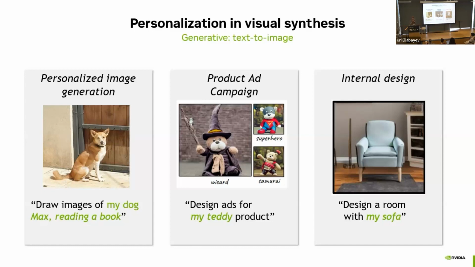Think about businesses. You want to come up with an ad campaign. Let's say that you're making toys, this teddy bear. You want to make an ad campaign of that specific teddy bear. Let's make him a wizard or a superhero, etc. Or maybe you're an interior designer. You have some furniture and you want to design your new house with the existing furniture. I don't know why you want to keep this sofa, but maybe you want to, right? So there are a lot of really good reasons why you want to generate content conditioned on your personal data.